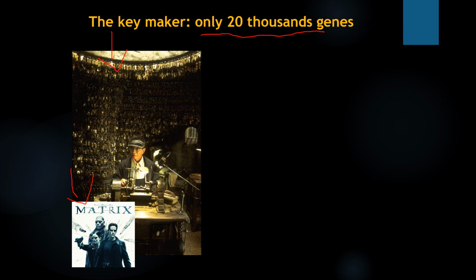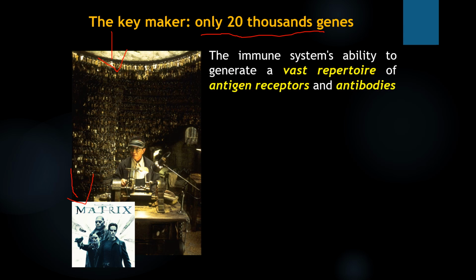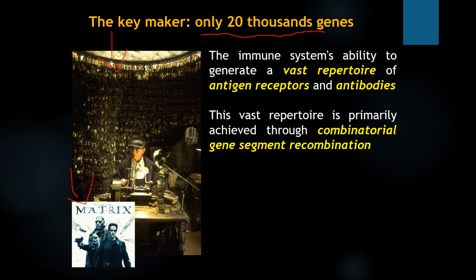If you want to watch that movie, the idea is that our immune system was able to create all the potential keys that open any lock, in this case, that attach to a huge diversity of antigens, both using the receptors and using also the antibodies. And this then is done, as I said before, by the combinatorial gene segment recombination.